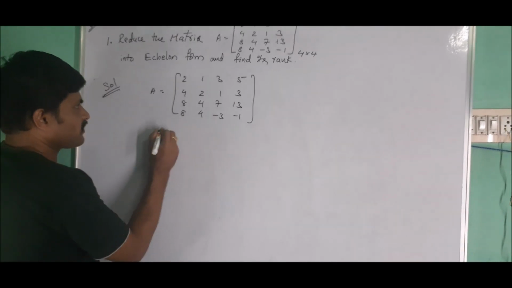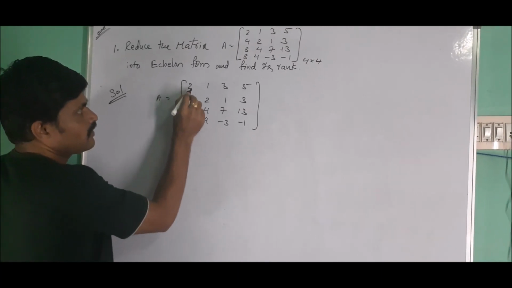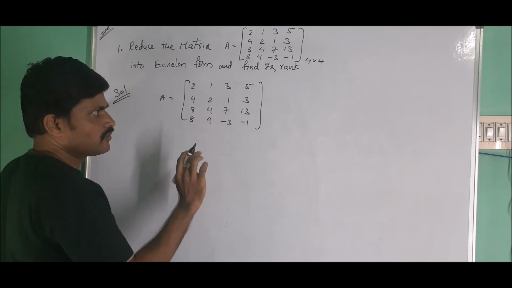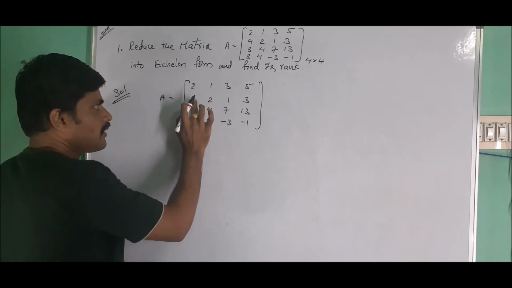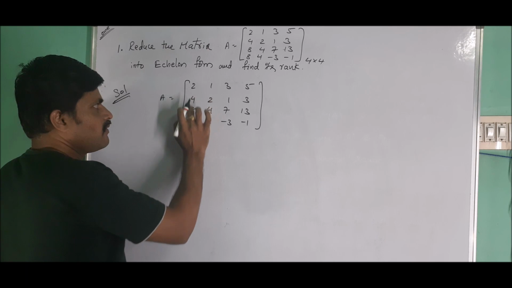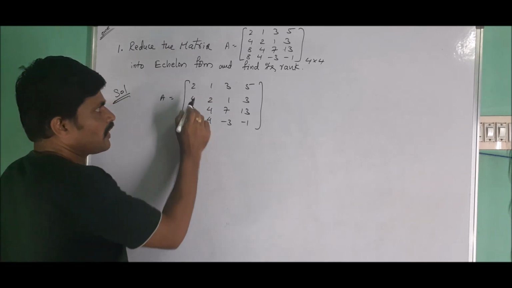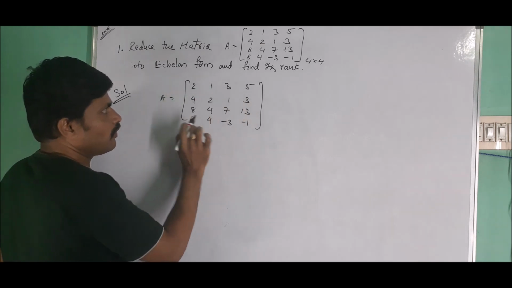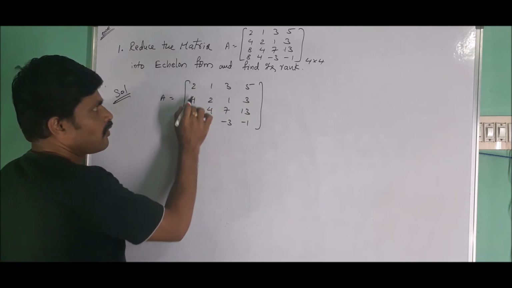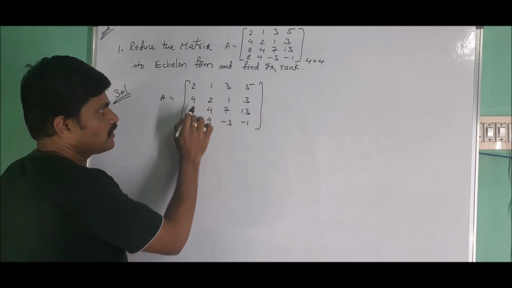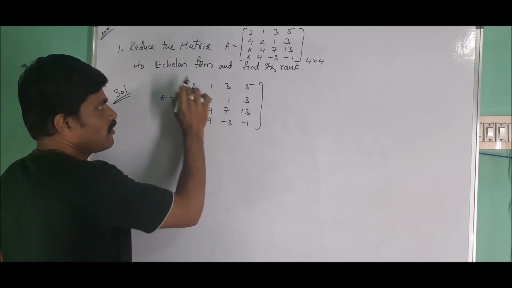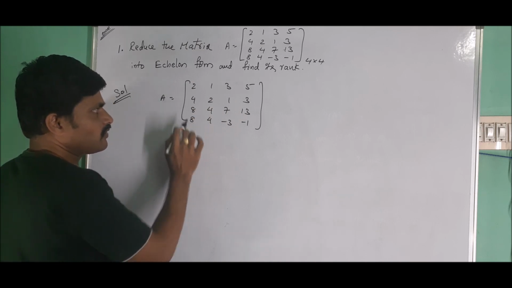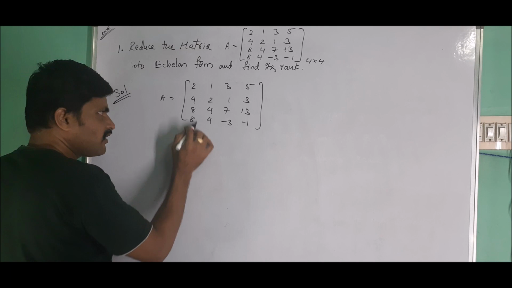Here, the row transformations are: first observe this, the first element of first row is 2. Now, using 2, the remaining rows' first elements will be converted into zeros. So, here we can apply this. Multiply the total first row with 2 and subtract from second. Now, 4 minus 2 into 2, this is 0. Similarly, multiply first row with 4 and subtract from third row, this is also 0. In the same manner, this is also 0.